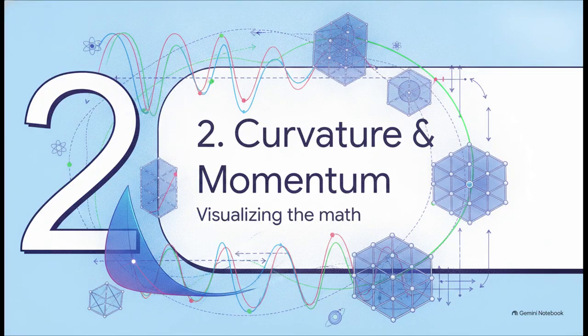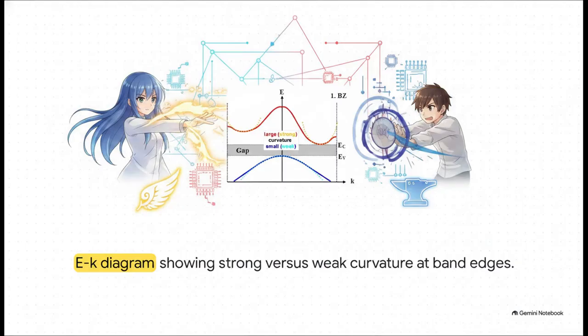Okay, moving to Section 2, curvature and crystal momentum. Let's actually visualize this math. The shape of the energy band directly dictates how our particle is going to move. If you look at this E-k diagram, which maps energy against crystal momentum, or the wave vector k, pay attention to the peaks and valleys. Those are the band edges where all the important semiconductor action is actually happening.